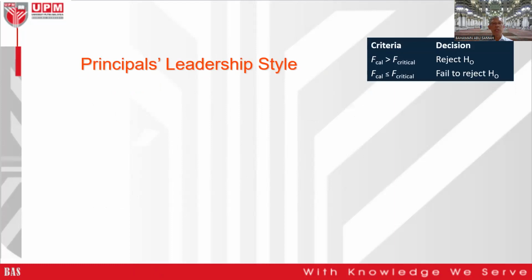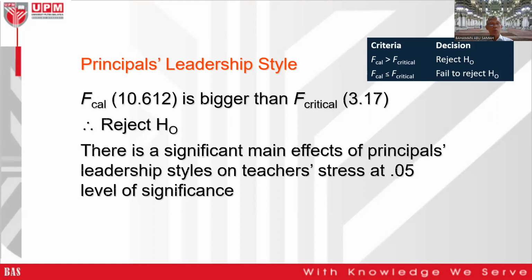The second main effect will be the main effect for leadership style, principal leadership style. The F calculated is 10.612, which is also bigger than F critical 3.18. Therefore, reject H0. When we reject H0, the conclusion is that there is also a significant main effect of principal leadership style on teacher stress at the 0.05 level of significance. Whether they are working under a democratic, autocratic, or laissez-faire principal, it also makes a difference. The difference is also significant. That will be the second main effect.